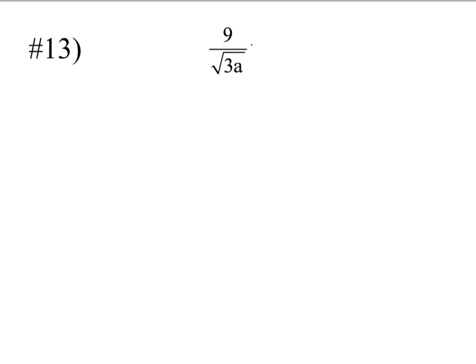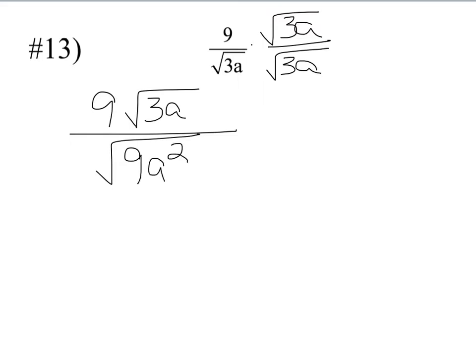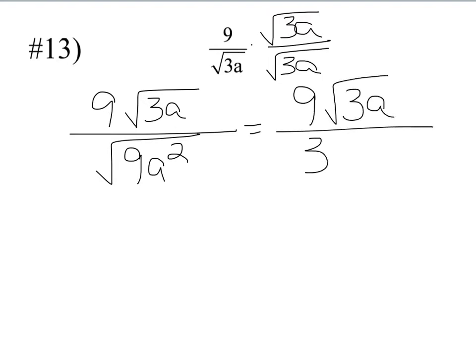And this one I'm just going to multiply by the square root of 3a over the square root of 3a. So this becomes 9 times the square root of 3a over the square root of 9a squared. So that gives me 9 square root of 3a over the square root of 9 is 3. Square root of 9 is 3. And the square root of a squared is a.